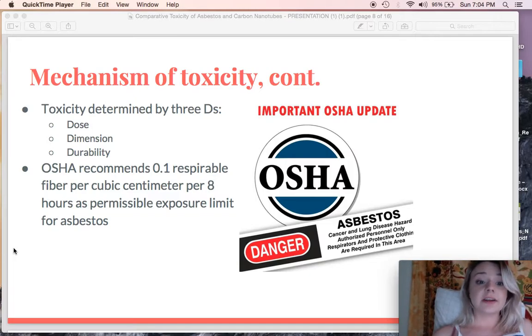So OSHA recommends 0.1 respirable fibers per cubic centimeter per 8 hours as the permissible exposure limit for asbestos.